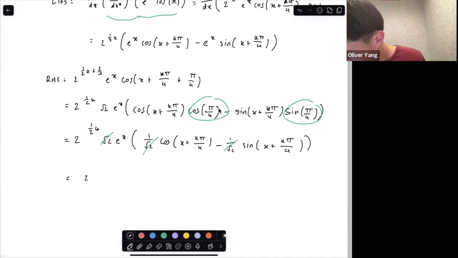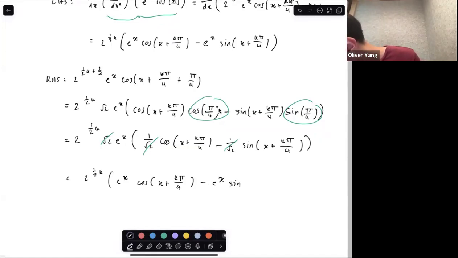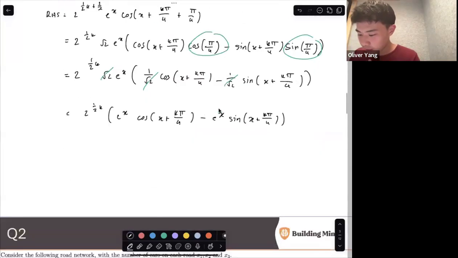So 2e^k, e^x cos(x + kπ/4) minus e^x sin(x + kπ/4). Okay, and then so left-hand side equals right-hand side, right?